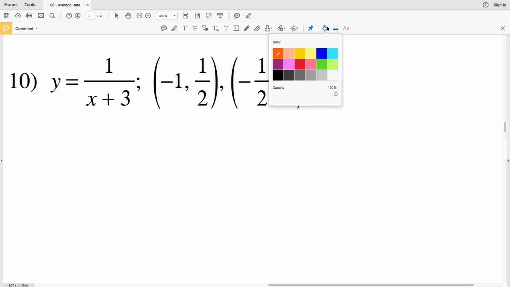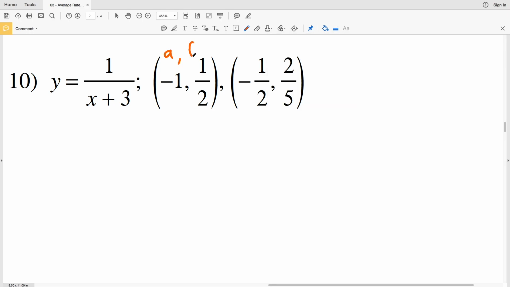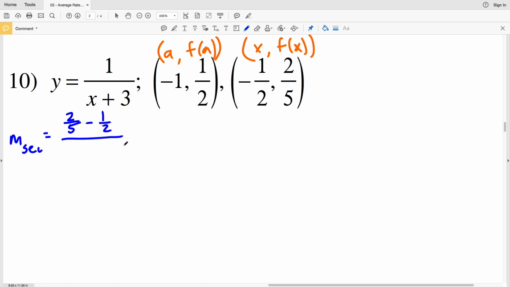Now on to number 10. I have a, f of a, and x, f of x. So for the slope, f of x minus f of a is 2/5 minus 1/2 all over x minus a, which is negative 1/2 minus 1, or plus 1.